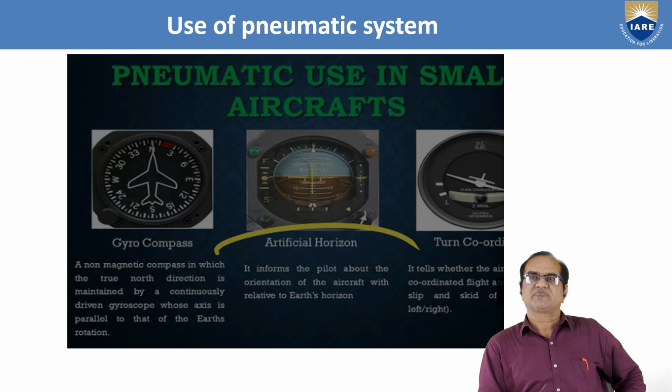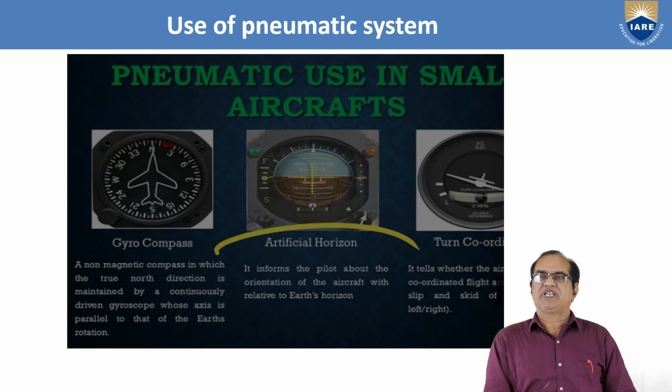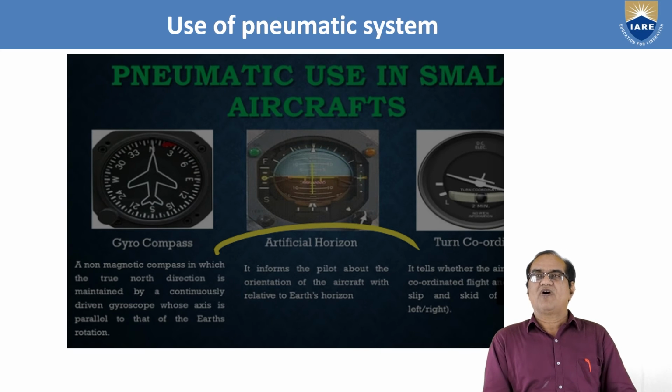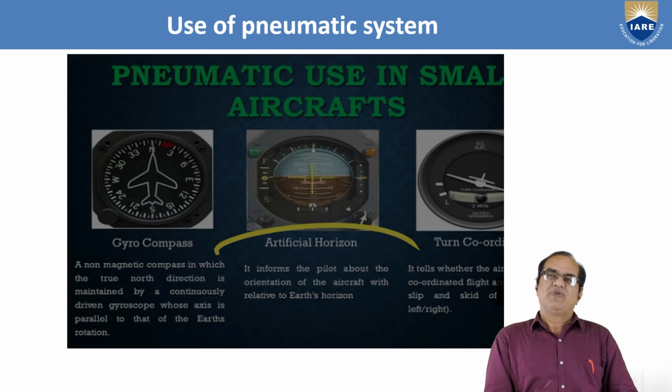Artificial horizon. It informs the pilot about the orientation of the aircraft relative to the earth horizon. So it is also pneumatic equipment. And turn coordinator. It shows rolls and coordinated flight, slip and skid to the left and the right. So these are a few pneumatic instruments used on the aircraft, and they work with the help of the pneumatic system of the aircraft.